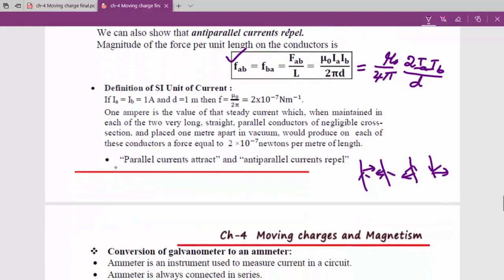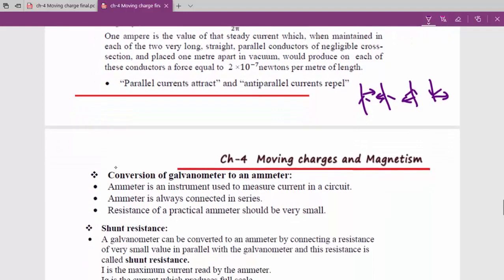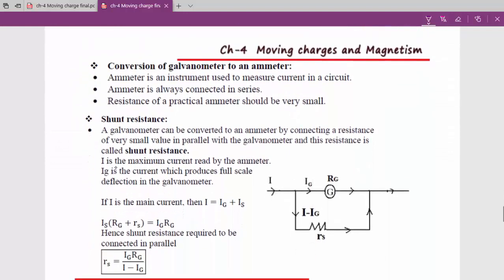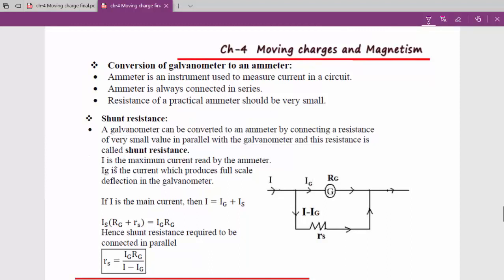With this, next we go for conversion of galvanometer into ammeter. First of all, what is a galvanometer? A galvanometer is a sensitive device which shows the presence of current. What is an ammeter? It is a device which is used to measure current. A galvanometer will detect the presence of current, an ammeter will record the current. Now I am going to convert a galvanometer into an ammeter.